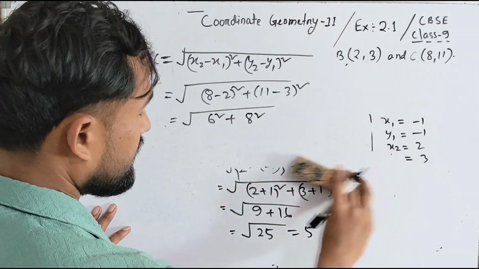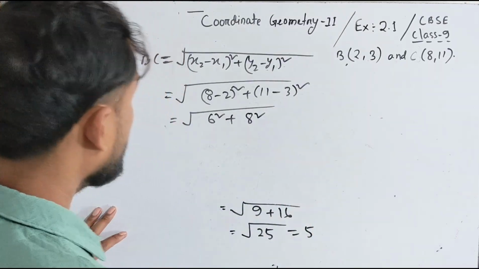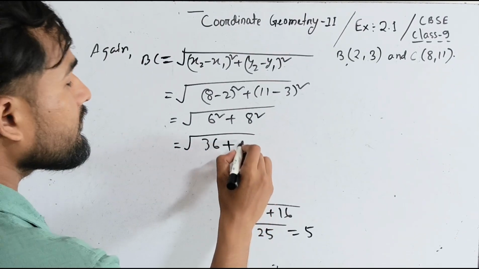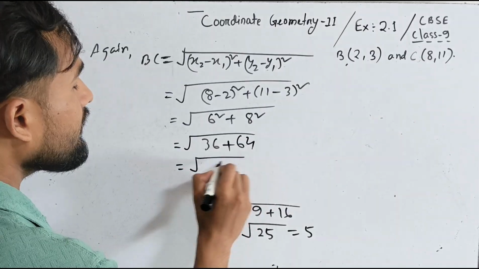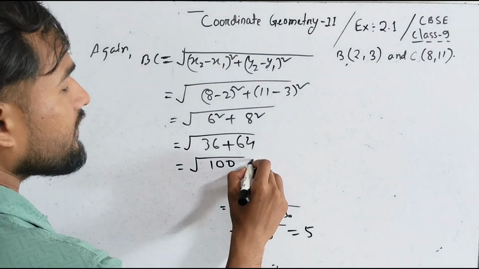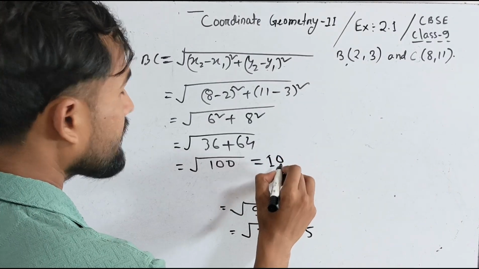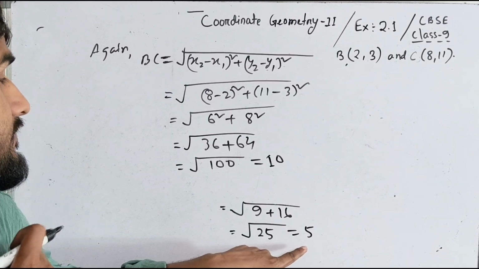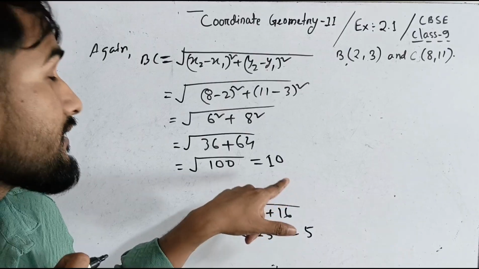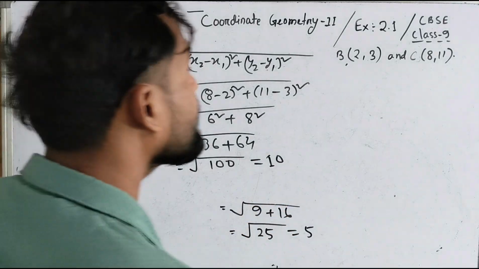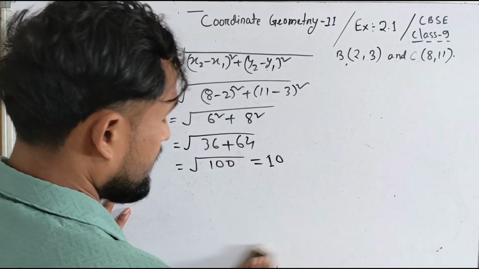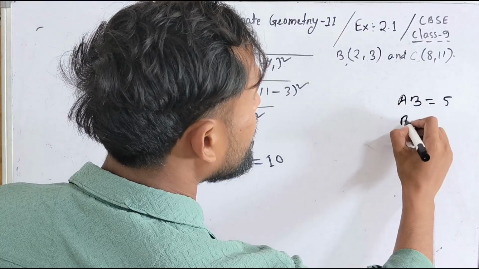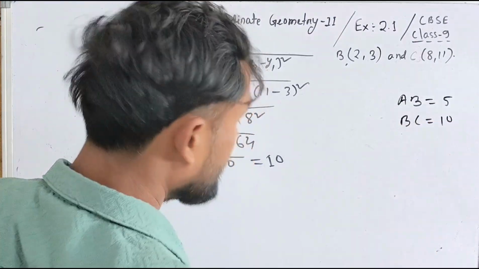And 6 square will be 36 and 8 square will be 64. And under root 100 will be 10. AB equal to we found 5 units and BC equal to we found 10 units. Again we have to find out the last one. We already found AB equal to 5, BC equal to 10.